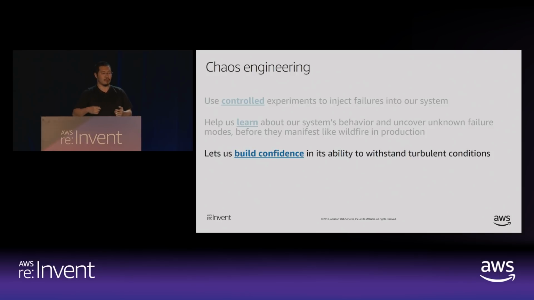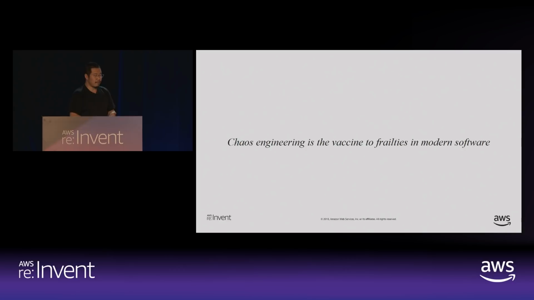And in time, as we repeat this process and iteratively harden our application against different forms of failures, we can also start to build confidence that our system will actually be fine in production regardless of what turbulent conditions it's going to face. So I think it's fair to say that chaos engineering is the vaccine for frailties in modern software, which tend to be A, distributed, and B, run in the cloud.